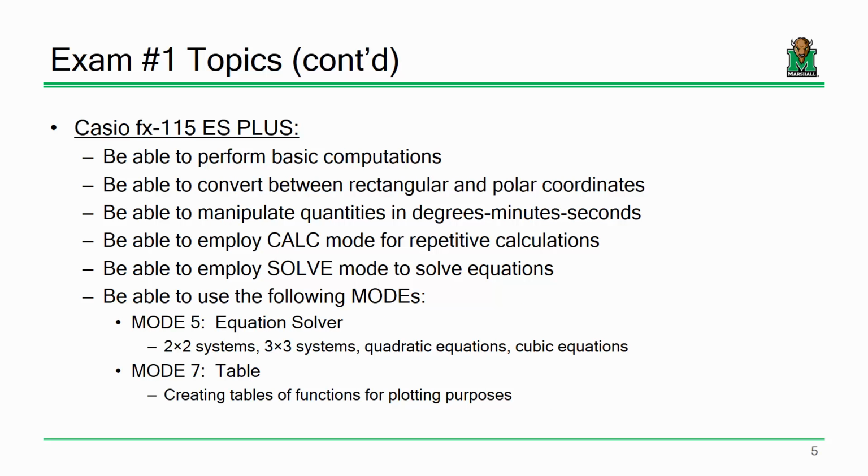All right, for the Casio, make sure you can just use it. Make sure you can do basic computations. Make sure you can convert between rectangular and polar and vice versa. Make sure you can manipulate quantities that are in degrees, minutes, seconds. Make sure you can use the calc mode. Make sure you can use the solve mode. And finally, make sure you can use mode 5 and mode 7. Mode 5 was that equation solver that had those pre-built equations in it. And mode 7 was the table command. That's what you use to plot, or you create a table of values for plotting.